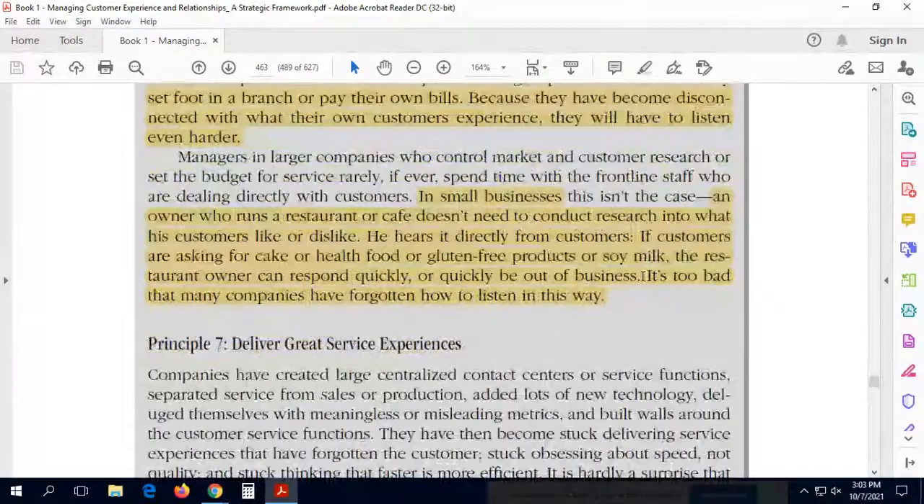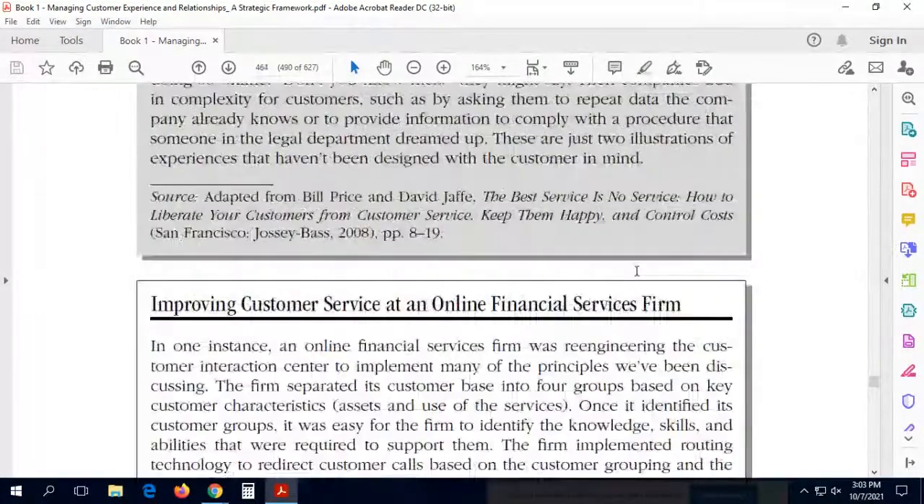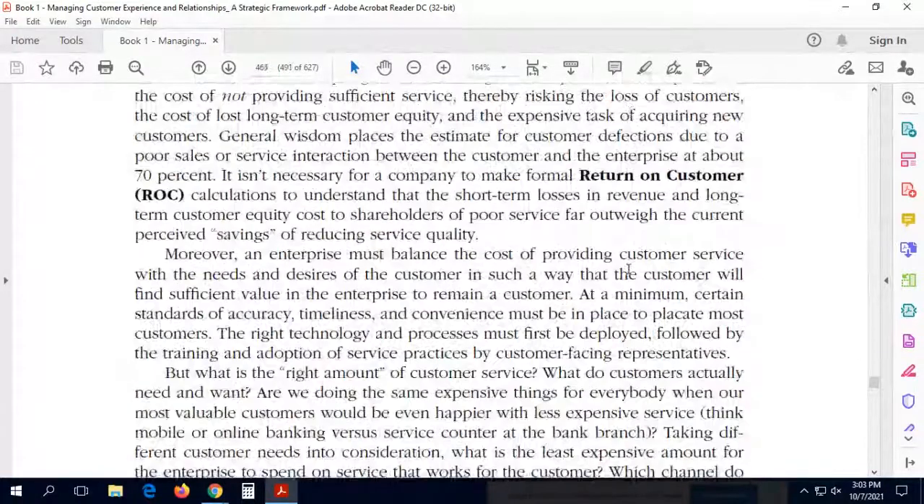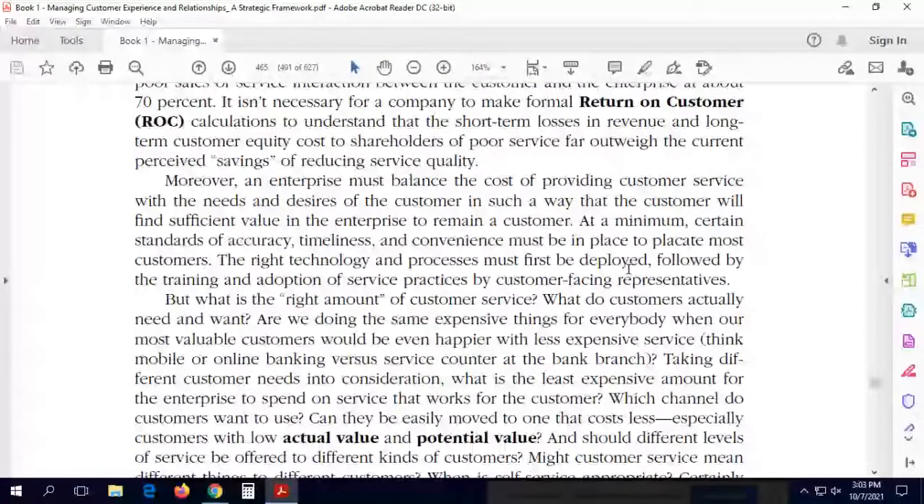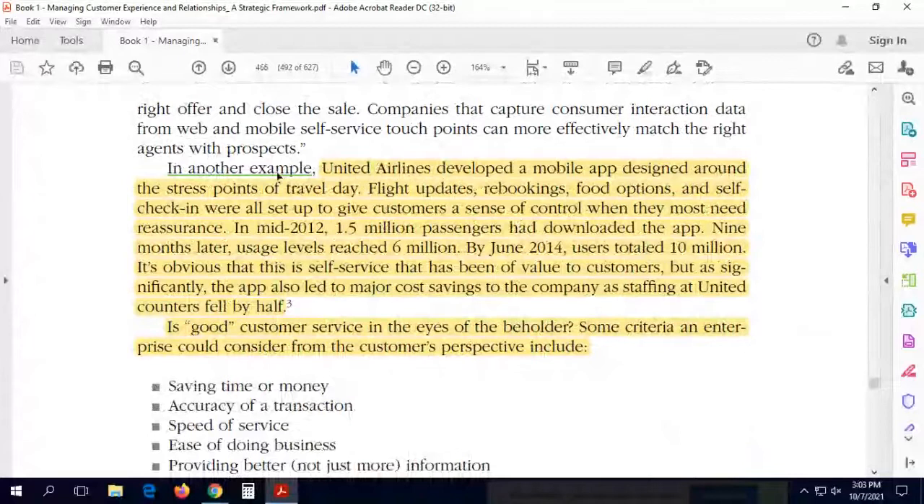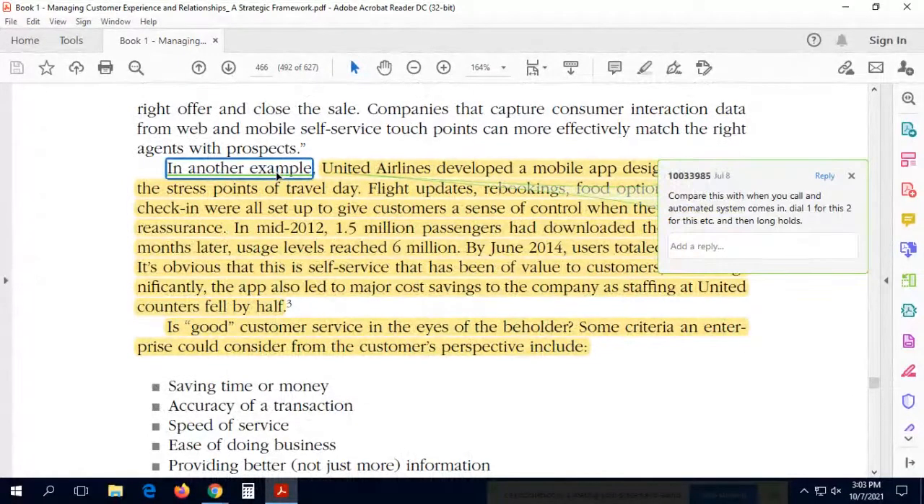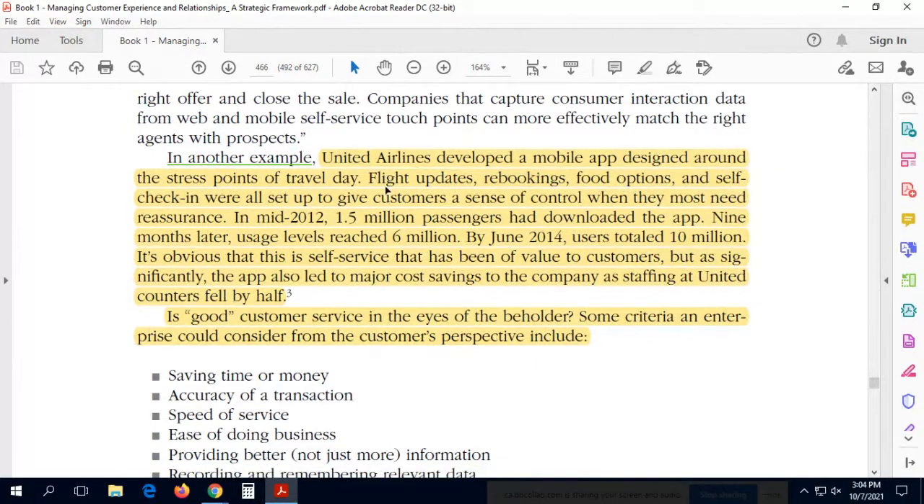So, interesting pointers. And then they give examples, a lot of examples, as you have been reading the book, so you know that they do like to give examples. Compare this with when you call. Okay, let's look at this.